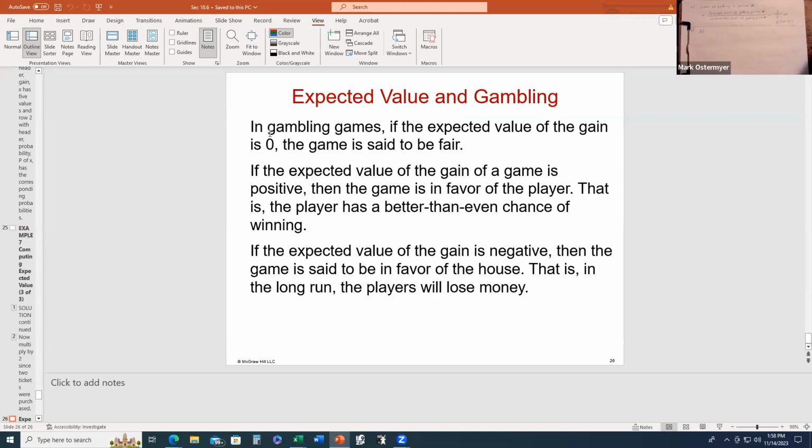And this is emphasizing, as I already indicated, if the expected value in a gambling game is 0, then the game is said to be a fair game. So in other words, to be a fair game, your expected gain of playing this game would be 0. If the expected value of the gain of the game is positive, then the game is in favor of the player. If the expected value of the game is negative, then the game favors the house, okay?